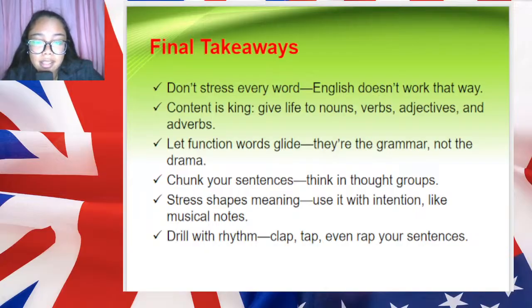Next is marching or walking. Try walking or marching in place. Please try, as much as possible, to synchronize your footfalls with the stressed syllables. This larger physical movement can really help you feel the stress-timed nature of English, where the important words are the ones that get a beat.